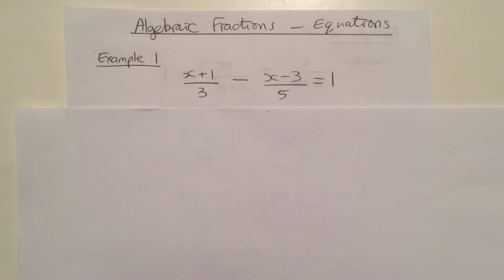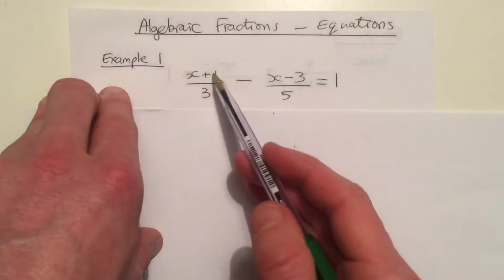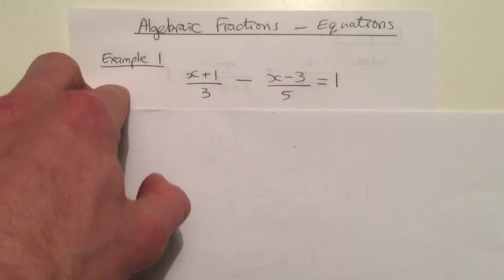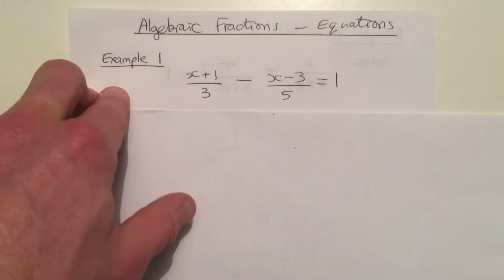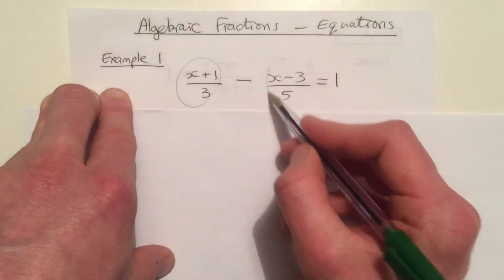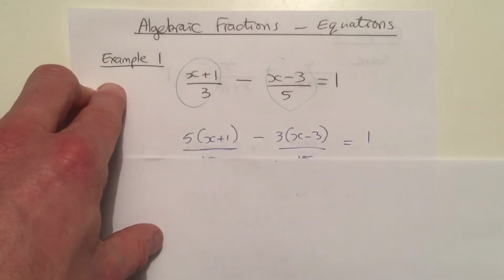In this video, we're going to see how we can solve equations that have algebraic fractions in them. So here's the first example. We're going to do two examples. This is a relatively simple one because our unknown, our x, is on the numerator. So we're going to get a common denominator first. We're going to times all of this one by 5, and all of this one by 3, so that our common denominator is 15.